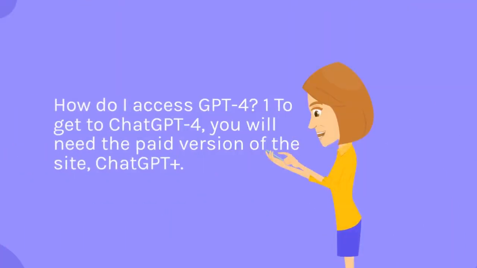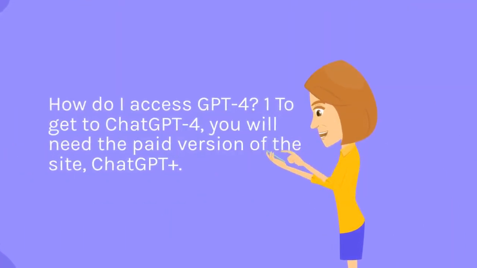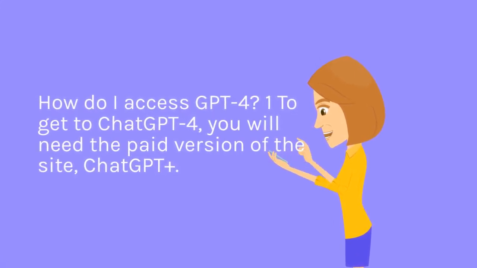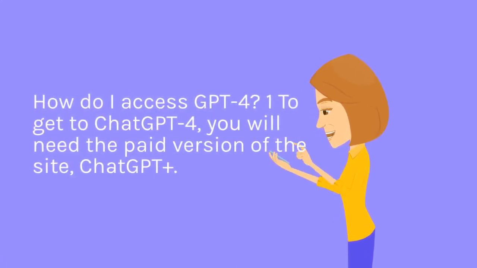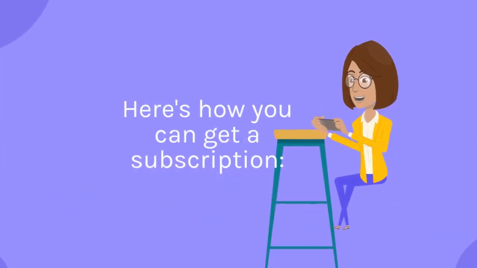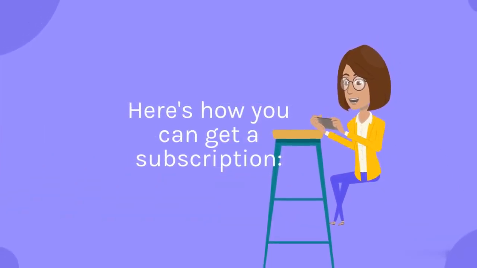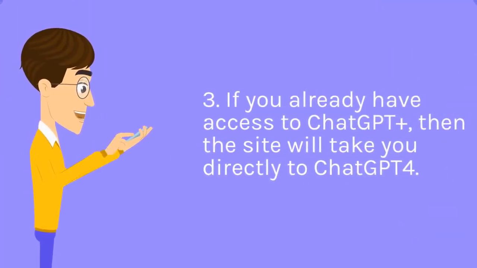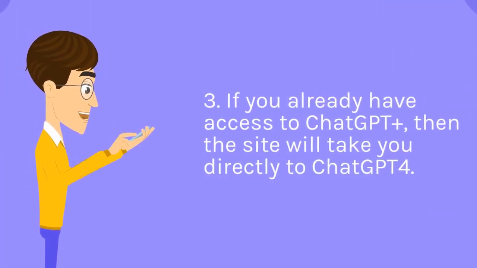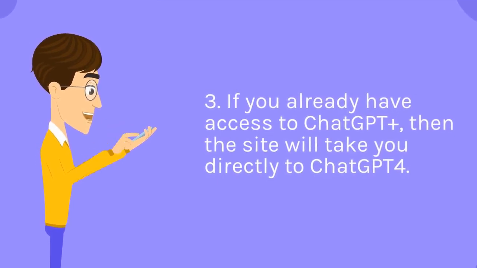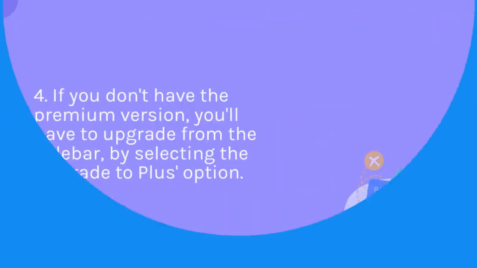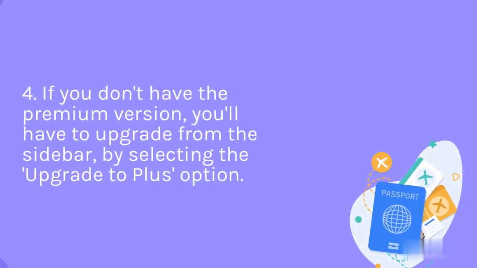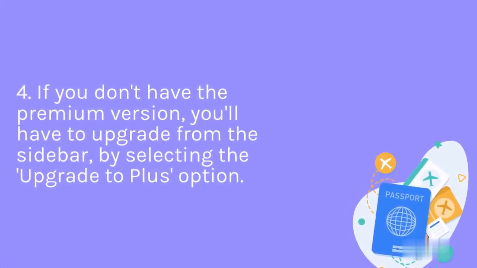How do I access GPT-4? 1. To get to GPT-4, you will need the paid version of the site, ChatGPT Plus. Here's how you can get a subscription. 3. If you already have access to ChatGPT Plus, then the site will take you directly to GPT-4. 4. If you don't have the premium version, you'll have to upgrade from the sidebar by selecting the Upgrade to Plus option.